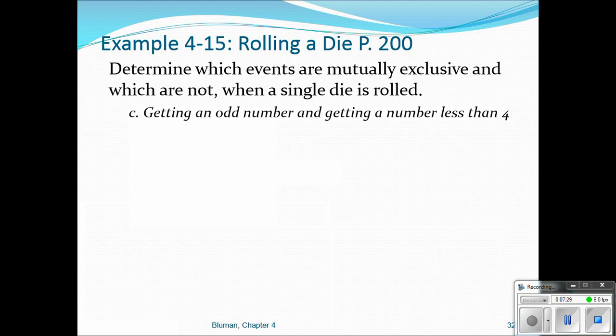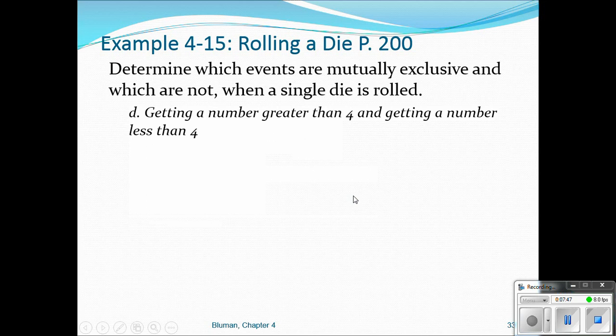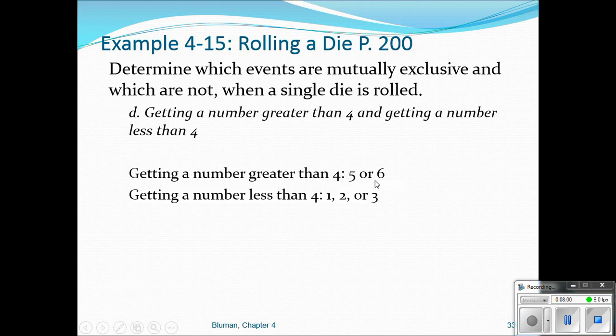How about getting an odd number and getting a number less than 4? So what's the sample space for getting an odd number? You have 1, 3, and 5. How about numbers less than 4? You have 1, 2, and 3. Anything overlap? Yep, the 3 and the 3. So those are not mutually exclusive. How about getting a number greater than 4 and getting a number less than 4? Numbers greater than 4 are 5 and 6. Less than 4 are 1, 2, and 3. None of them overlap. Therefore, they are mutually exclusive.